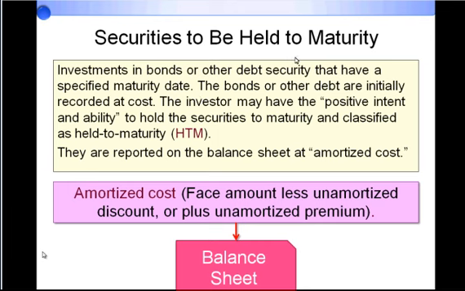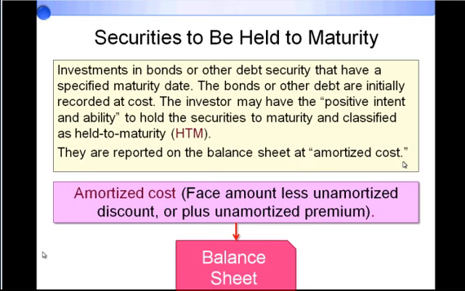So now let's talk about securities that are held to maturity. Again, these are when there's a specific maturity date. The only time you can have that is when there's a bond. So earlier I talked about the intent and ability to hold those securities to maturity. In other words, you don't need the cash right now. You can hold them, and that's the intent of the board of directors, is to hold them. We're going to report these on the balance sheet at amortized cost.